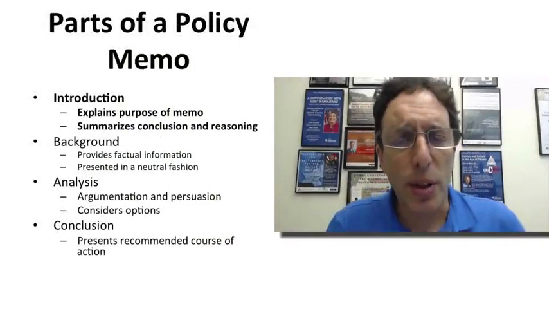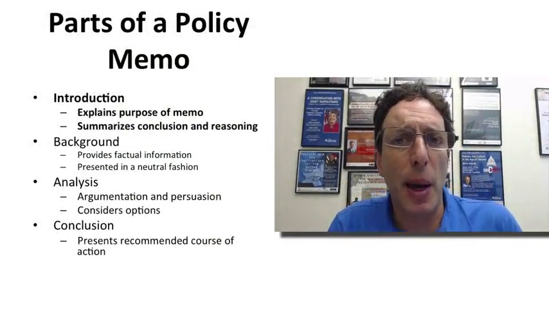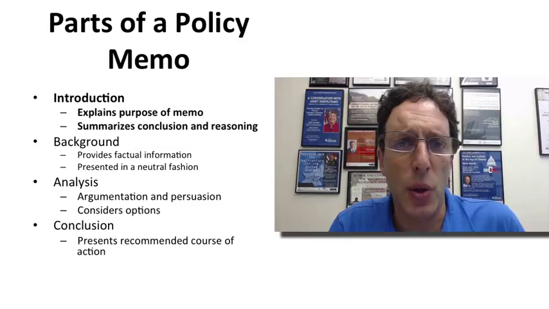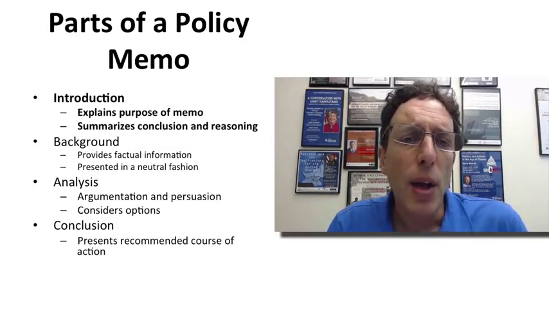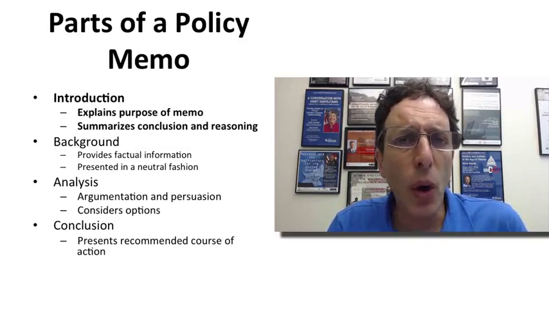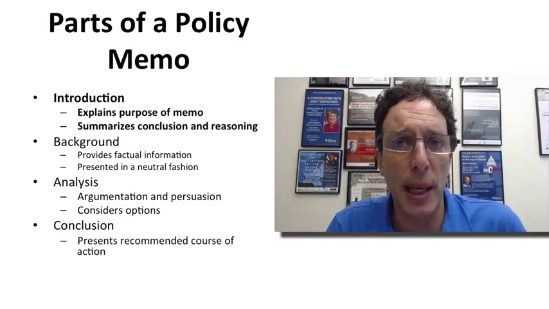A couple parts of a policy memo. I think I'd like to see my papers organized for this course in this fashion. First, an introduction. It's going to explain the purpose of the memo, also summarize its conclusion and reasoning. We're talking not even about a paragraph. We want this memo to be a total of 750 words, no more. So you only have 2 or 3 sentences at the beginning to do this.